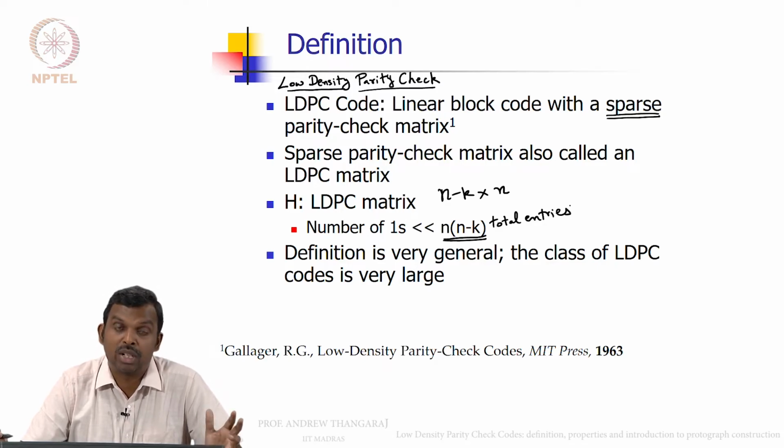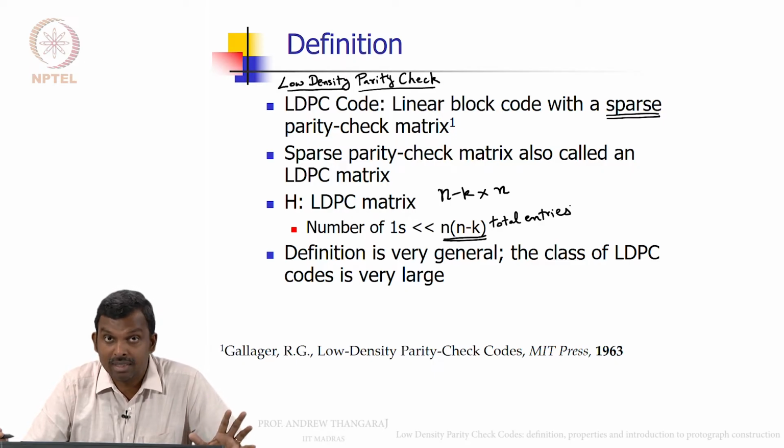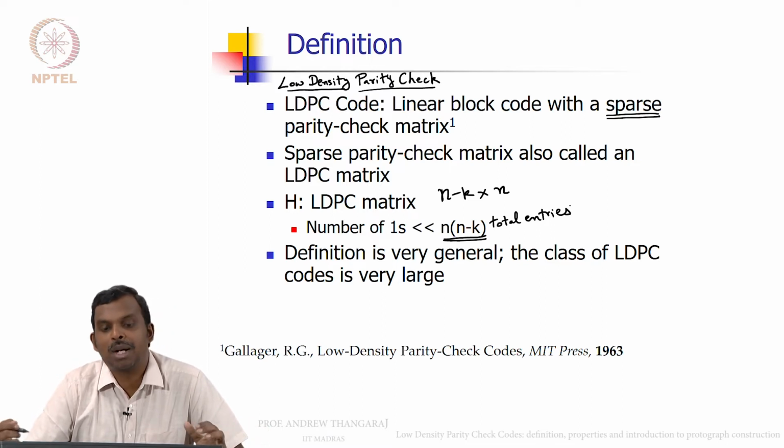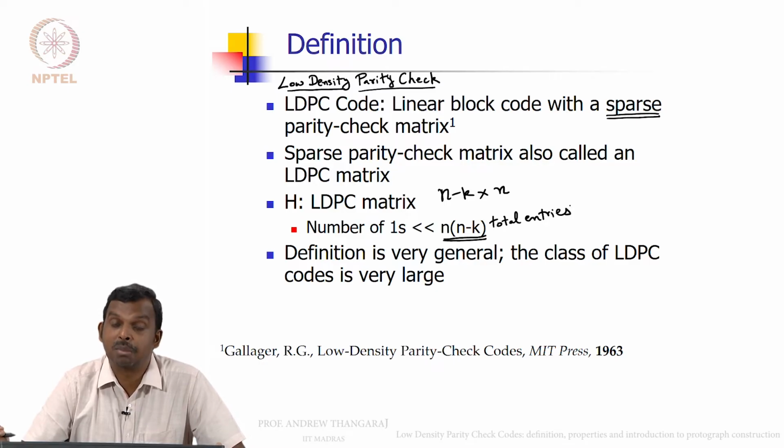To give you typical numbers, if k is 1000 and n is 2000, you have a 1000 by 2000 matrix. That has lots of entries, 2 into 10 to the power 6 entries. Now the number of ones is going to be 2000 into 3, say 6000. So that's much smaller compared to the total number of entries. Such a matrix is called a low density parity check matrix, and that can define an LDPC code.